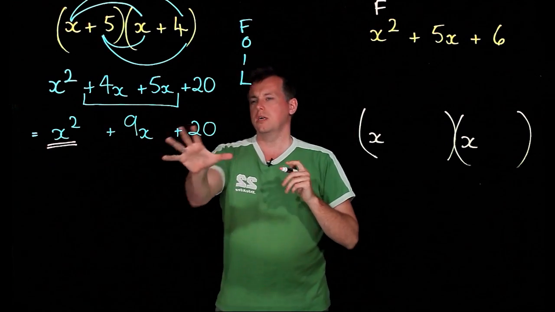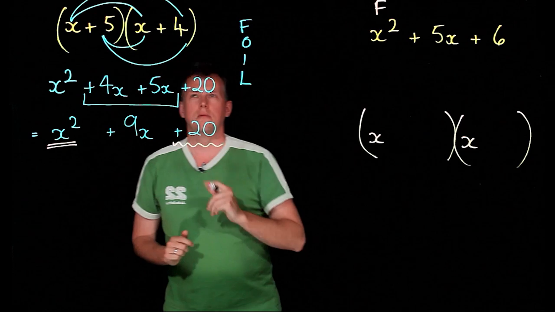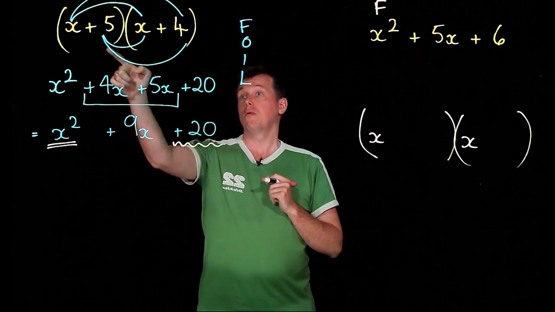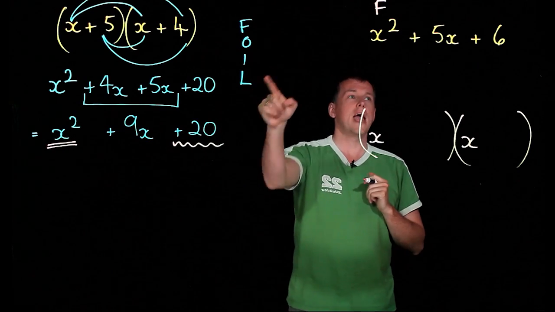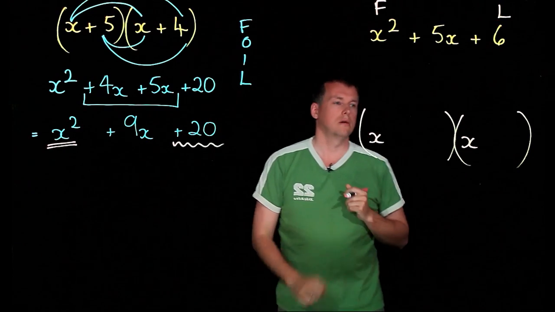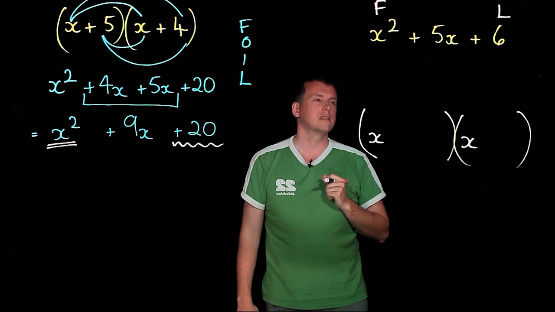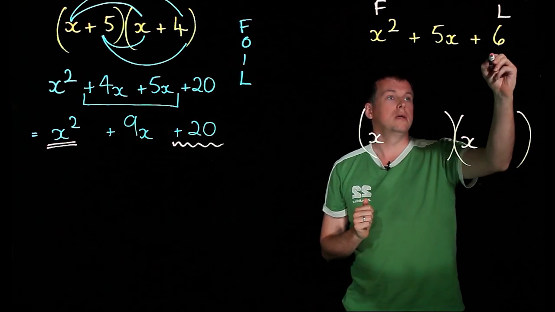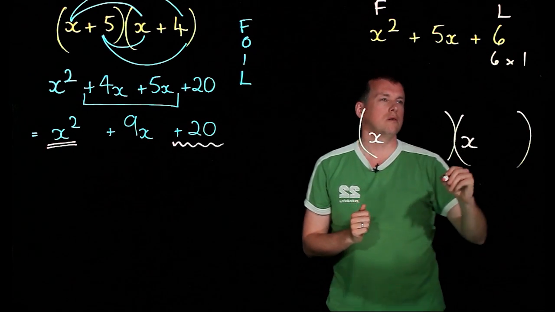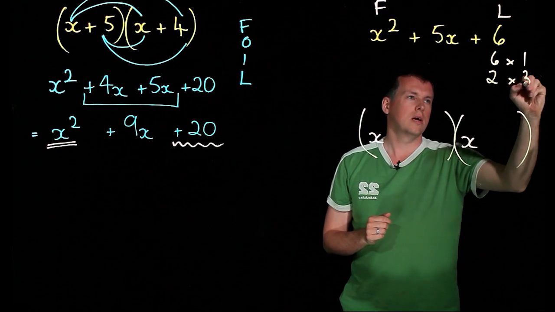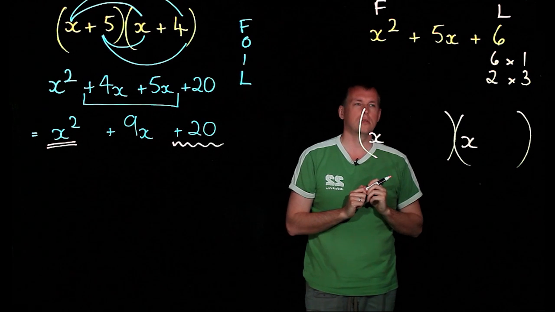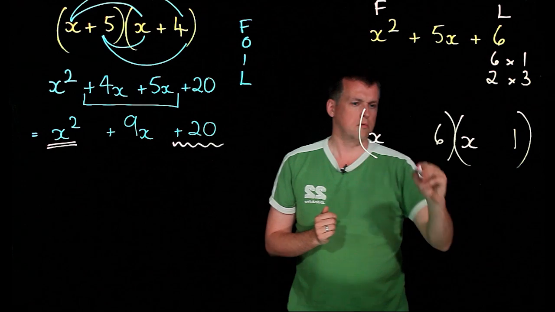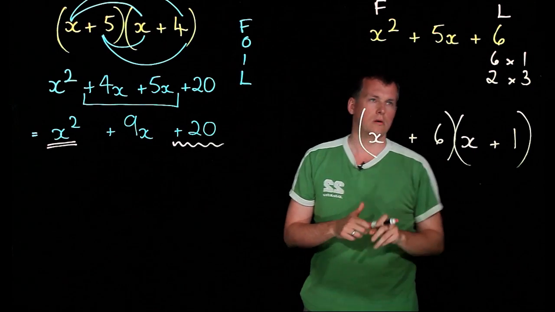If we have a look at this expression again and look at the last term here, the last term in this expression comes from multiplying together the last two terms, the L of the FOIL. Okay, so we're looking at two numbers that multiply together to give me 6. Now that could be 6 and 1, or it could be 2 and 3. It's going to be one of those two. Okay, let's put in 6 and 1, plus 6 and plus 1.